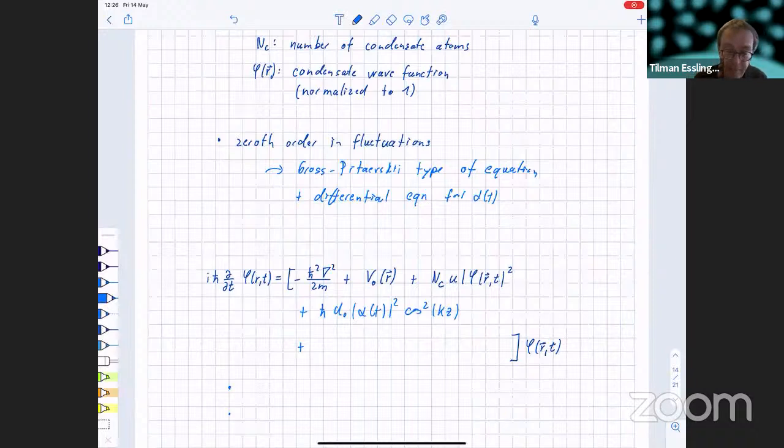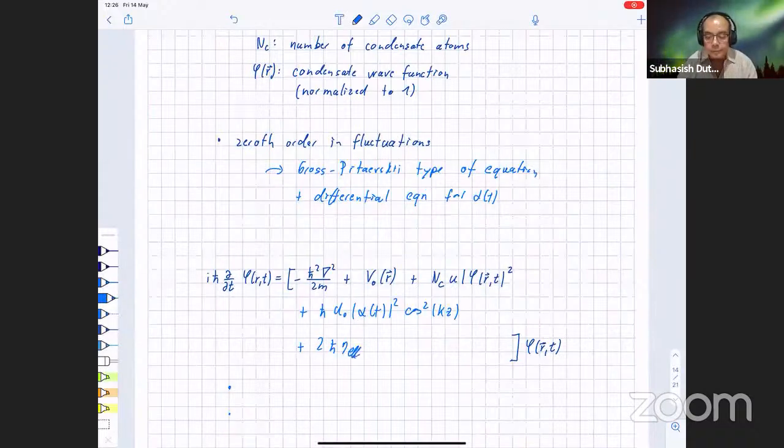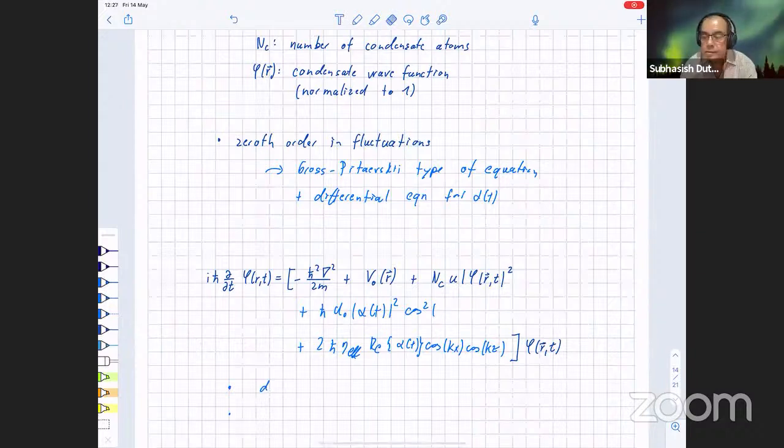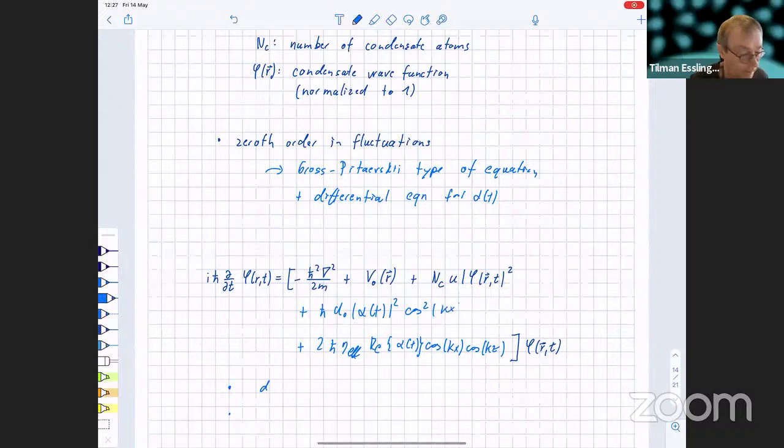And in addition, we have a potential that is the interference term, cosine kx. Okay. Good. And so we have a dynamical potential and the interference term, and I think that should be kx. So there's a dynamical potential plus interference term.